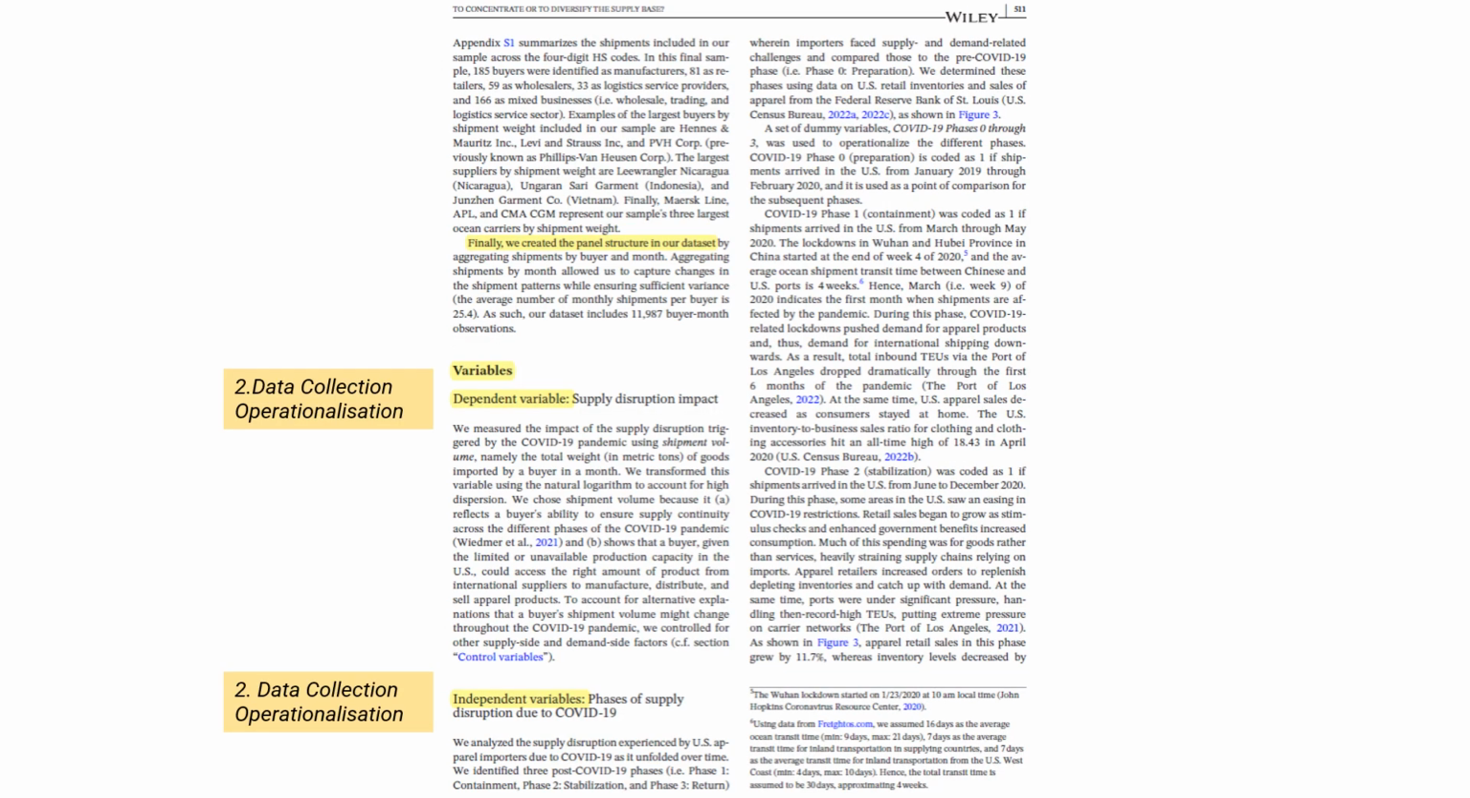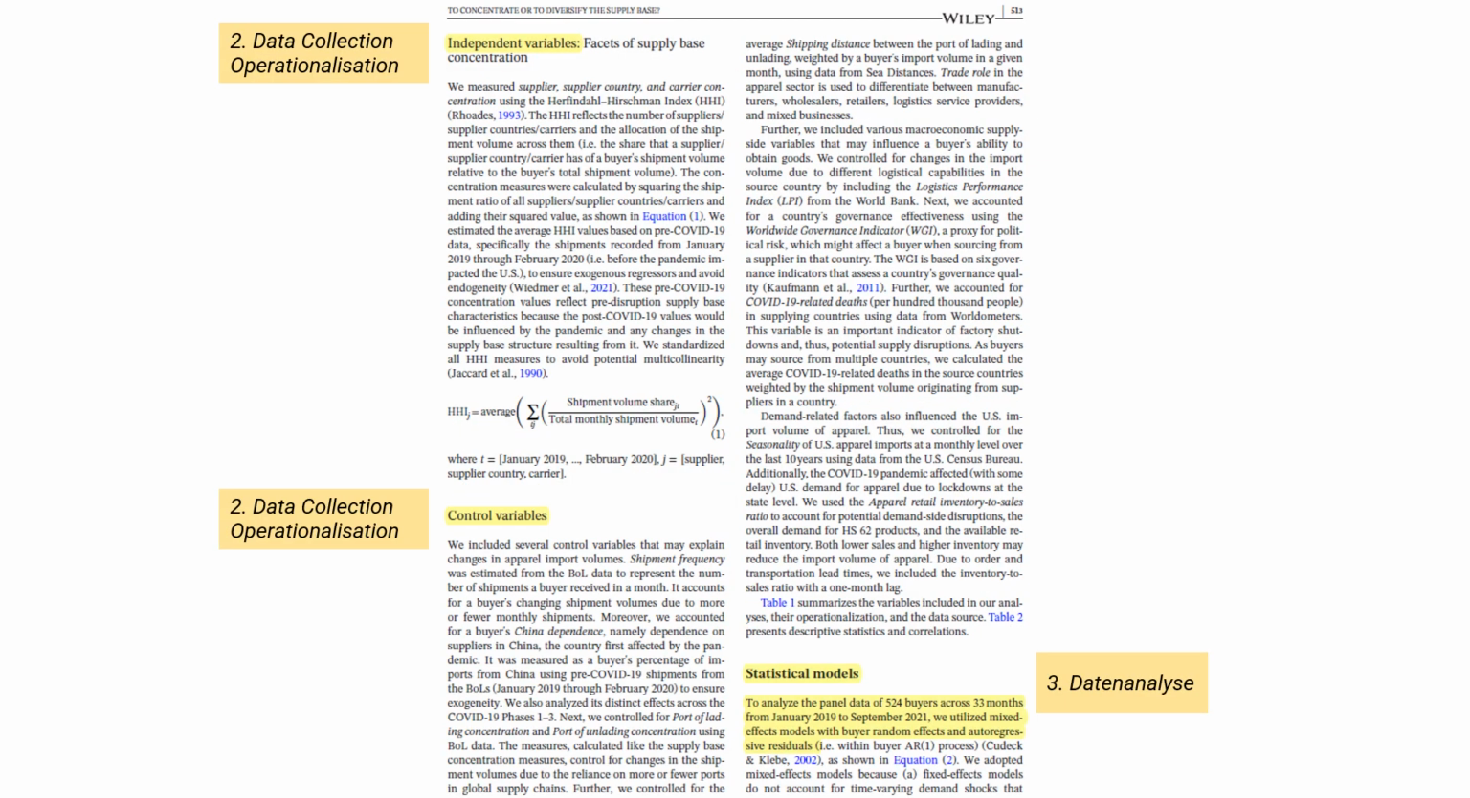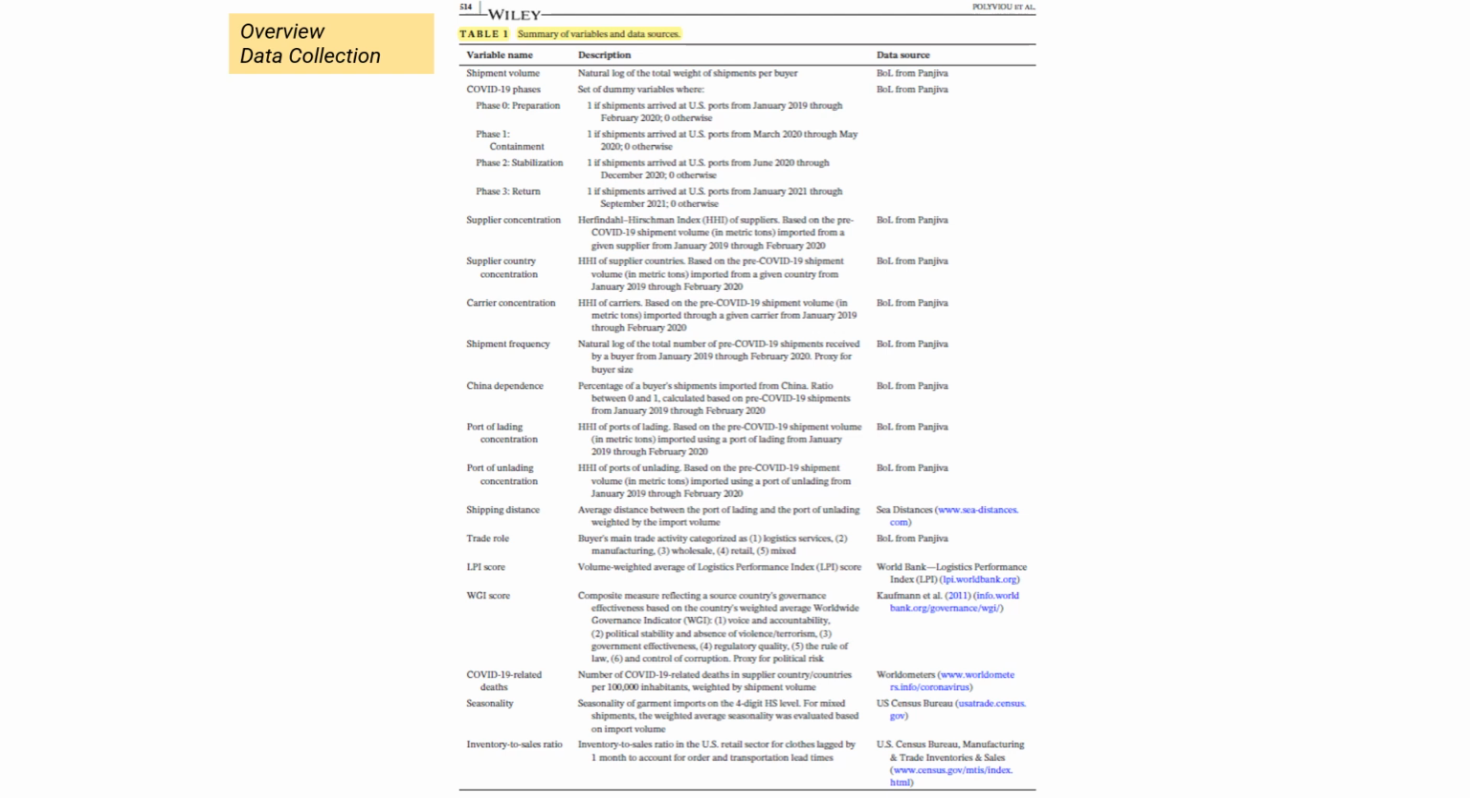Following the description of the research context and how they collected the data, they explain how they calculated the independent, dependent, and control variables. If you are writing a qualitative study, this part will naturally be omitted, as you will see in the next example. In the third and final part of the methodology chapter, under the section Statistical Models, they describe how and with which statistical models they analyzed the data. That was already the entire methodology chapter.